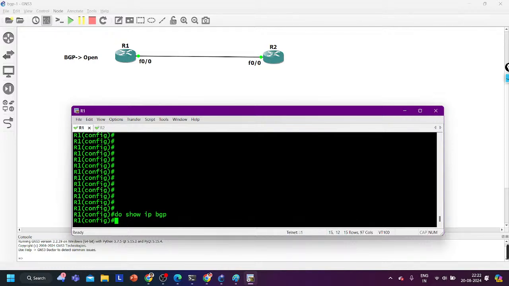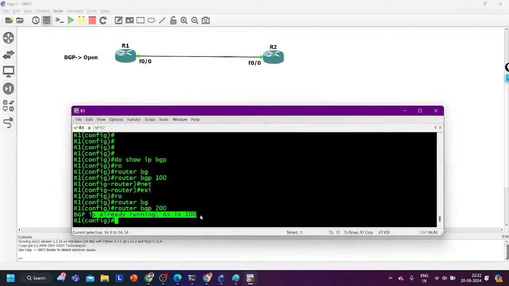Now I need to advertise the 10 network on router number 1. So say router BGP AS number 100 and then network. Even you know we cannot run more than one process of BGP on a single router. Router BGP AS number 200. See, I am not able to run. What is it saying? BGP is already running, that is AS number 100, right? You can run multiple OSPF processes on a single router, multiple EIGRP processes on a single router, but you cannot run multiple BGP processes on a single router.